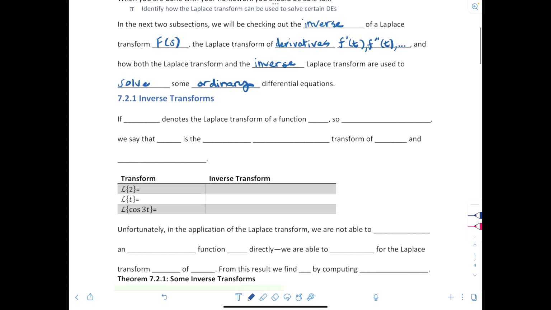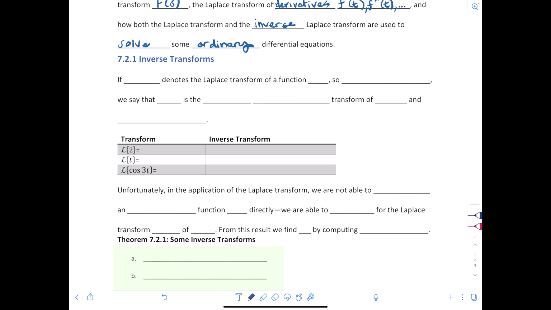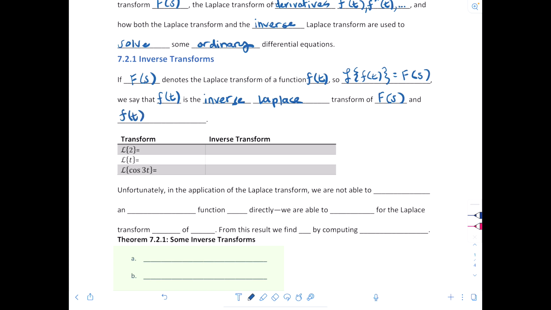All right, so 7.2.1, inverse transforms. If capital F at S denotes the Laplace transform of a function f at t, so that means that L at f at t is equal to capital F at S, we say that lowercase f at t is the inverse Laplace transform of capital F at S. And lowercase f at t is equal to L inverse at capital F at S.